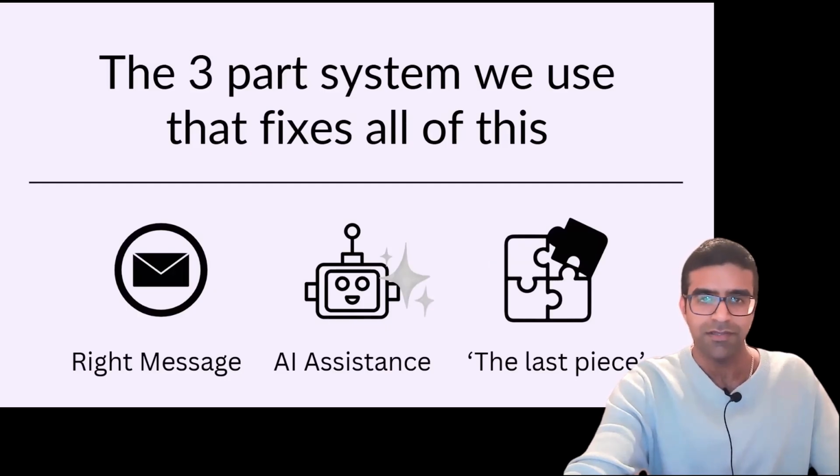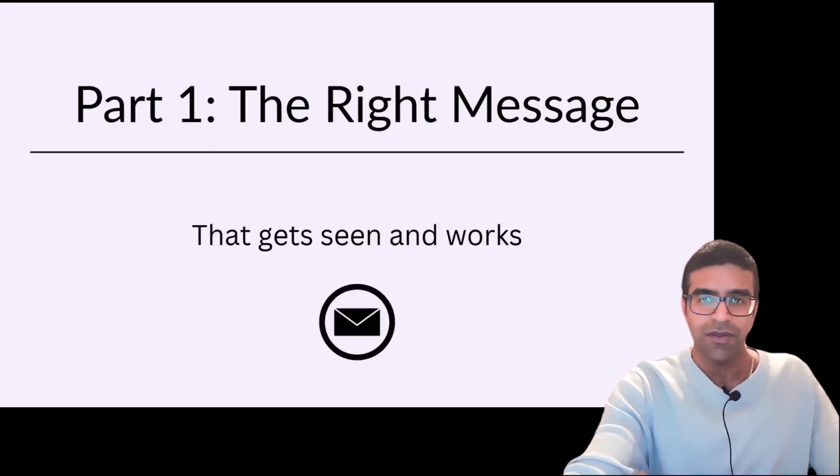It consists of three parts, and I'm going to go through each of them one by one, which is the right message, AI assistance, that's a whole topic on its own, and something that I call the last piece, just because it is crucial, but I don't want to give it away just here. Okay, so part one, which is the right message, and the right message is the one that gets seen and works.